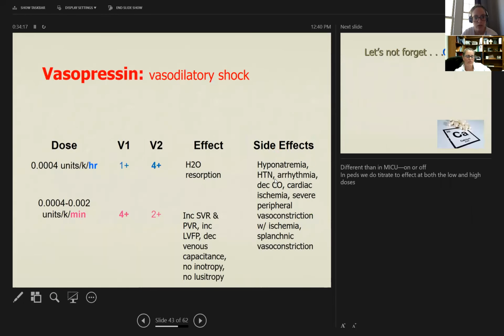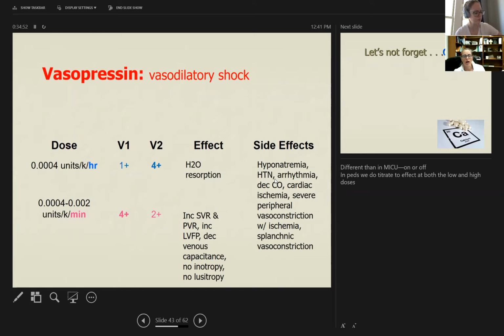I don't know where my vasodilator slide went. So again, vasopressin in the set of vasodilatory shock. I set this slide up a little bit differently. We use vasopressin in milliunits per kilo per hour, so very, very low dose, if we want to impact that V2 receptor and impact free water reabsorption in the kidney. So basically that's for DI.